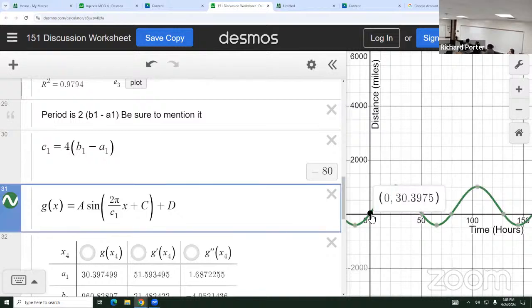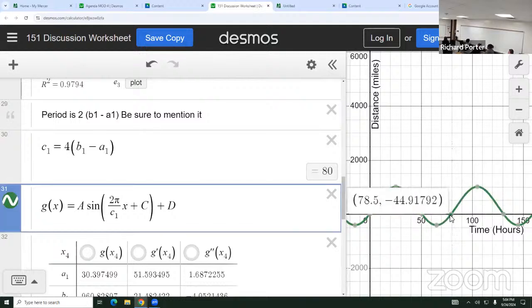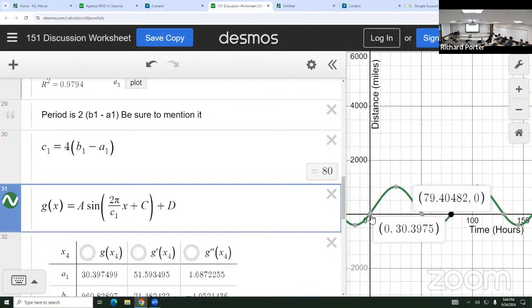Here's 0. When are you back at 0 again, going up? Here you're at 0, but you're going down. Here you're at 0 going up, right? That does not, yeah. So is that 80? 79? Close enough. It is 80. So yes, the period is 80 here. So that number is correct.